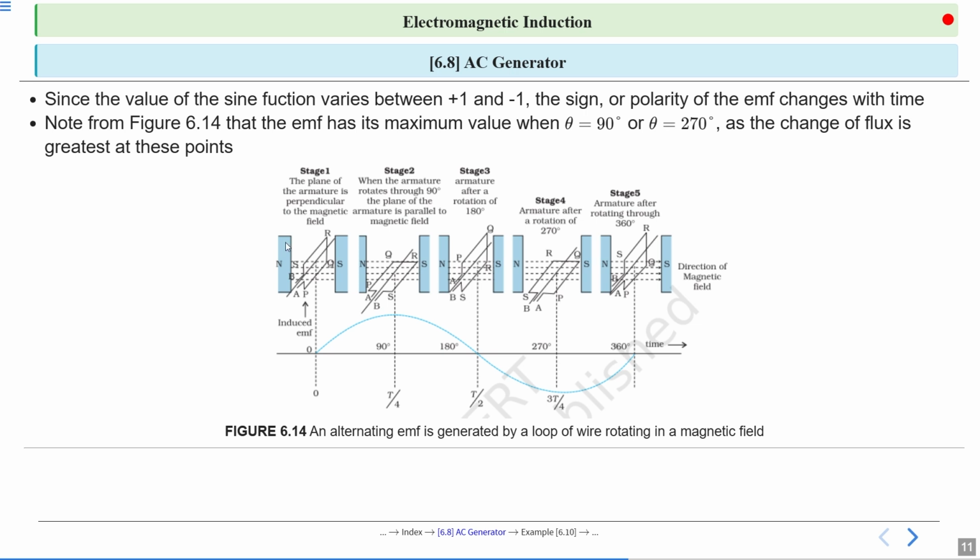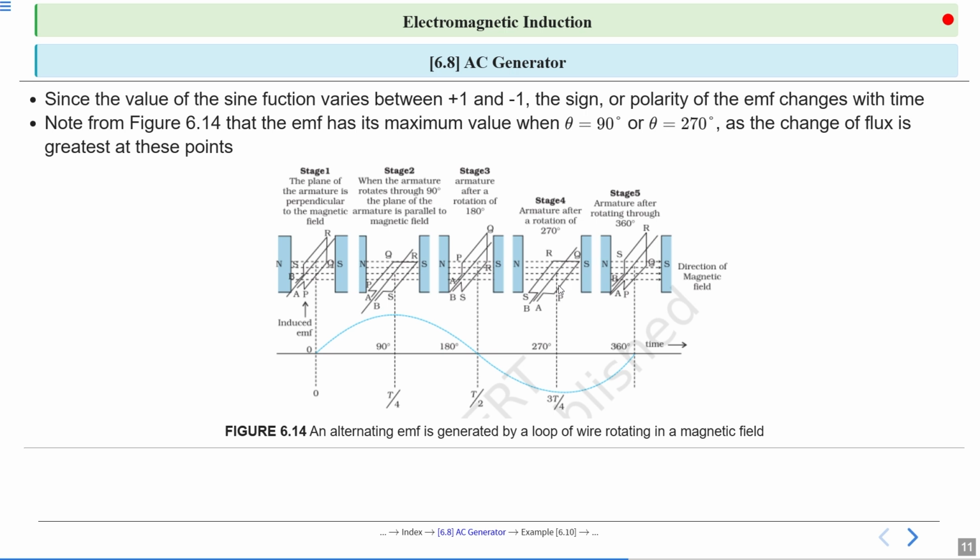Now it is rotated through 90 degrees more. The total rotation from the initial position is 270 degrees. Again the area vector is perpendicular to the magnetic field, the plane of the loop is parallel to the magnetic field, and the angle is 270 degrees. This is stage 4, the armature after rotation of 270 degrees. Now EMF is again maximum. Sine 270 degrees is -1, so epsilon equals minus epsilon naught. It is the maximum value but in the negative direction because the minus sign is there. So this is the maxima again.